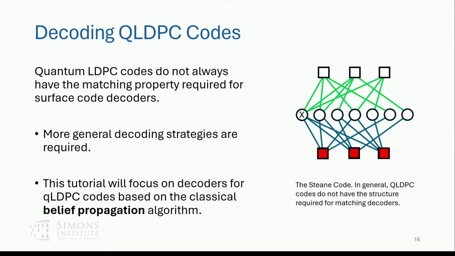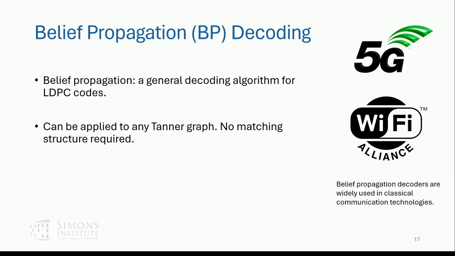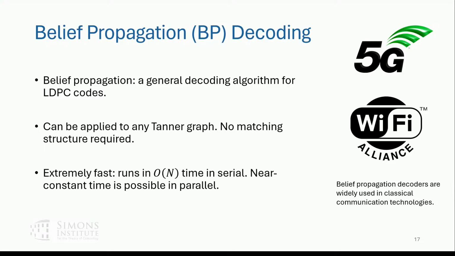What this means is that we need to use a much more general decoding algorithm, and I'll be focusing in this tutorial on the classical belief propagation decoder. Okay, so why belief propagation? Well, it's a very general algorithm that can be applied to any sparse graph, so we don't need the matching structure. The other reason is that it's extremely fast. Belief propagation runs in linear time, it runs sequentially. And if you have access to a parallel architecture, it can, in principle, be almost constant in its complexity.